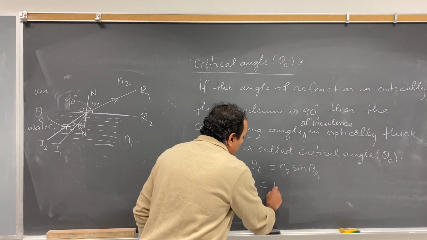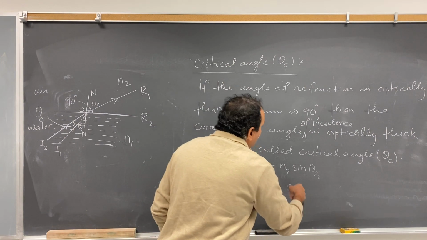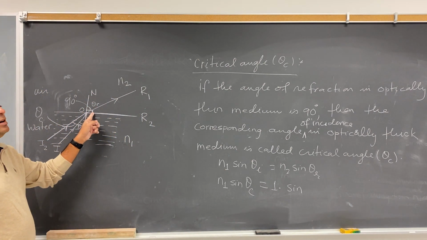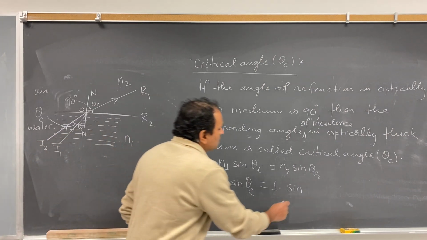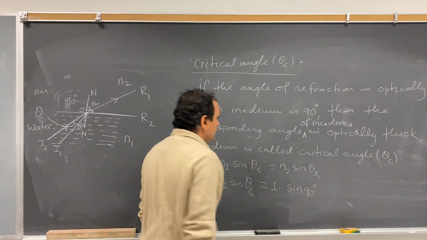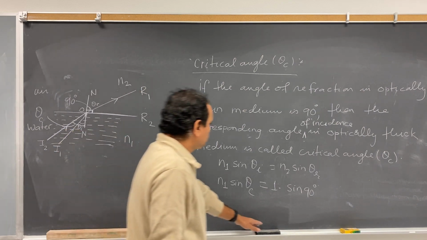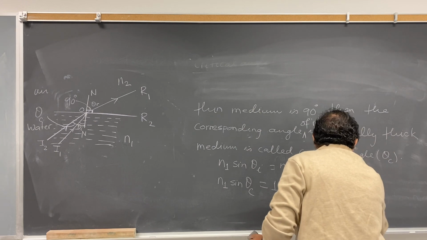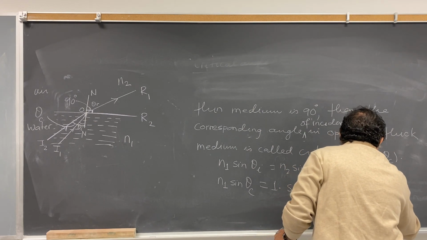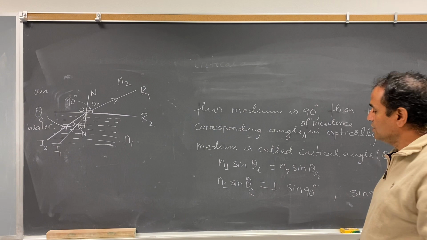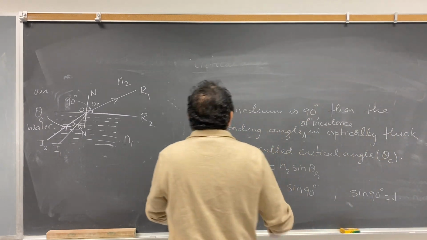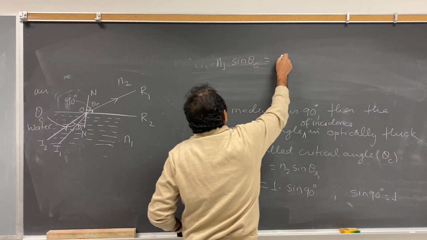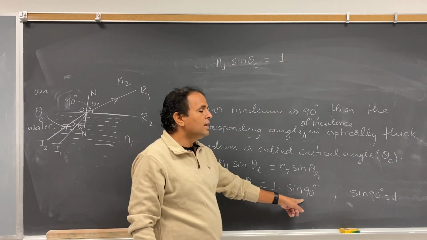So let me write down 1 sine theta r. What is sine theta r? Look, theta r is 90 degrees in the optically thin medium, so you can write sine 90 degrees. What is sine 90 degrees? You know that sine 90 degrees is equal to 1. If you use your calculator, you can get this. So you can write N1 sine theta c is equal to simply 1, since 1 times sine 90 degrees is 1.